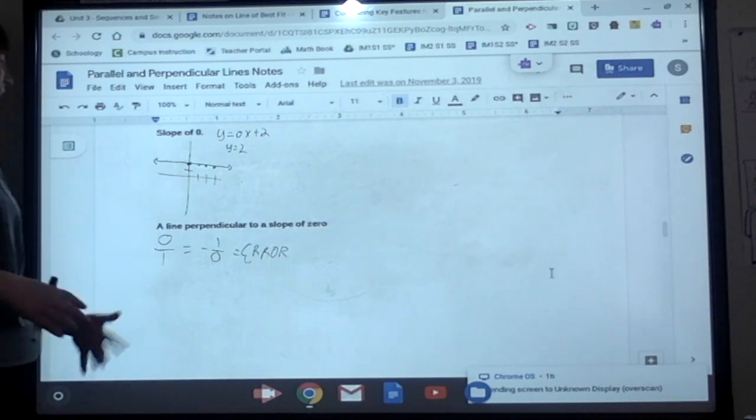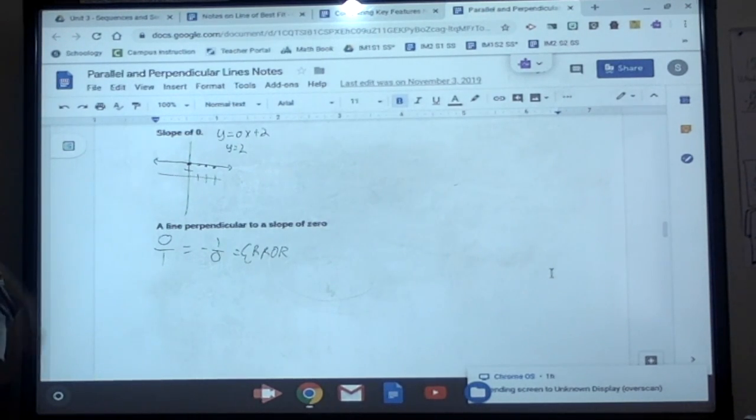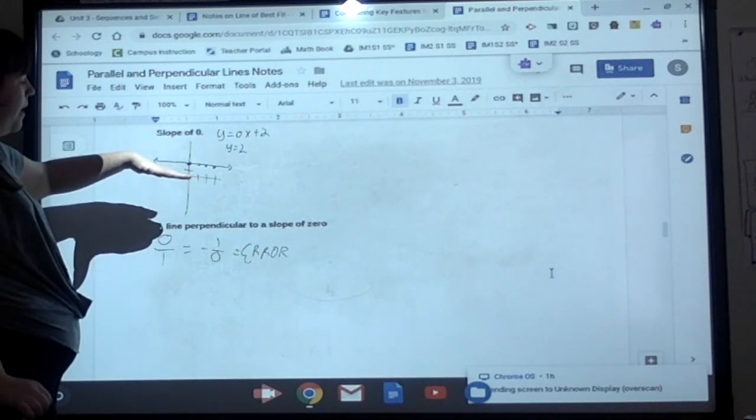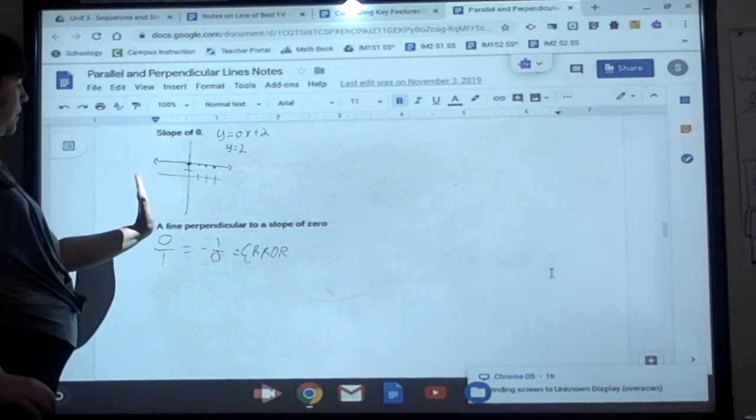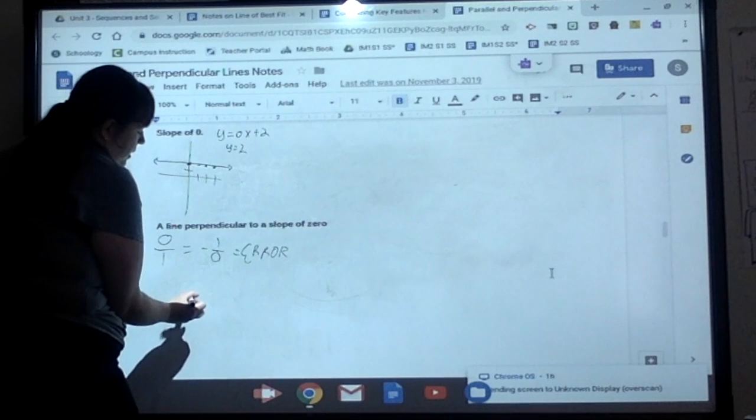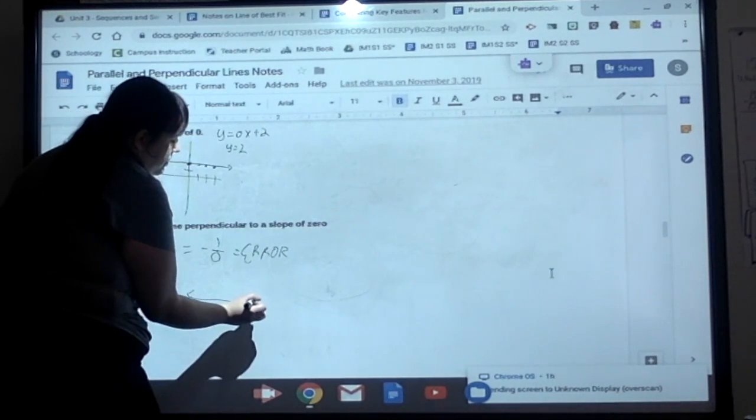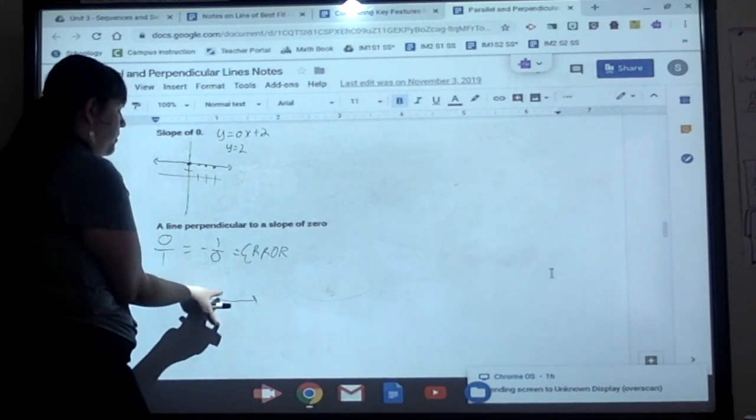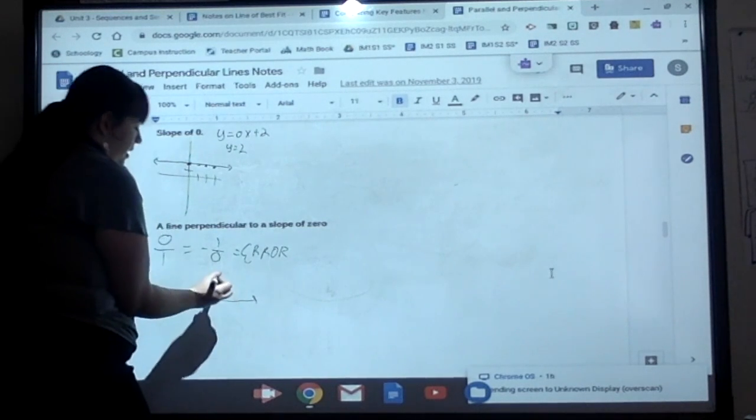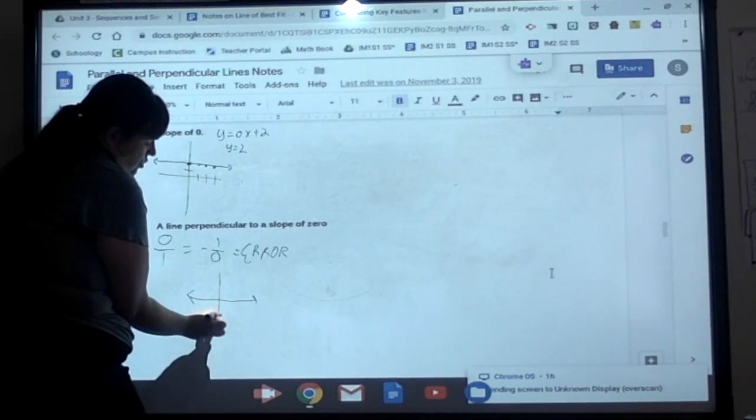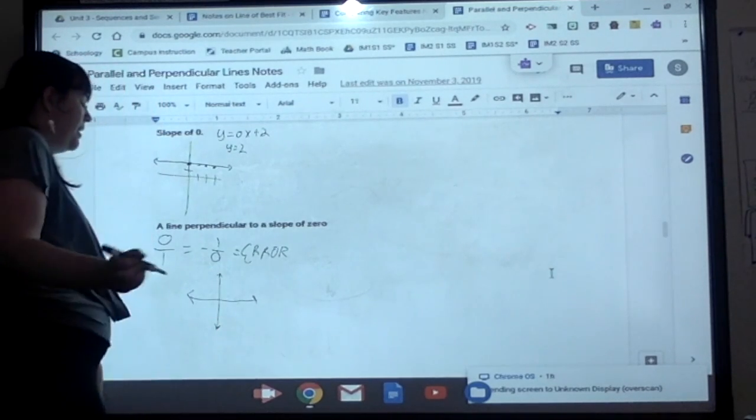And it's like, well, how does that happen? Here's how it happens. Imagine taking this flat line and turning it 90 degrees so it has a perfect cross. Like here's a constant, a flat constant. And if I try to make a perpendicular line and turn it and get a perfect cross, this is my new line. This up and down line, it's a straight up and down line.